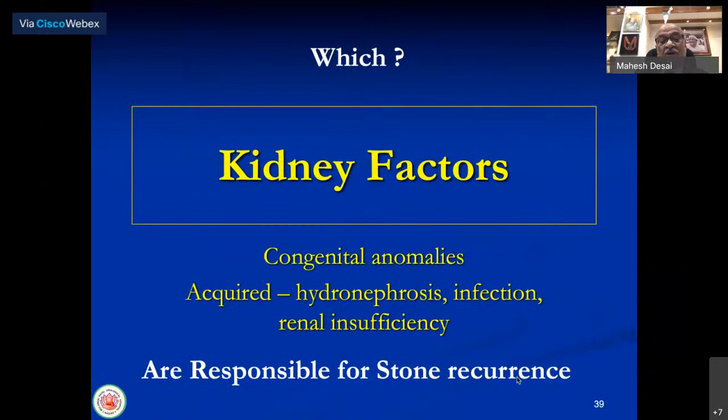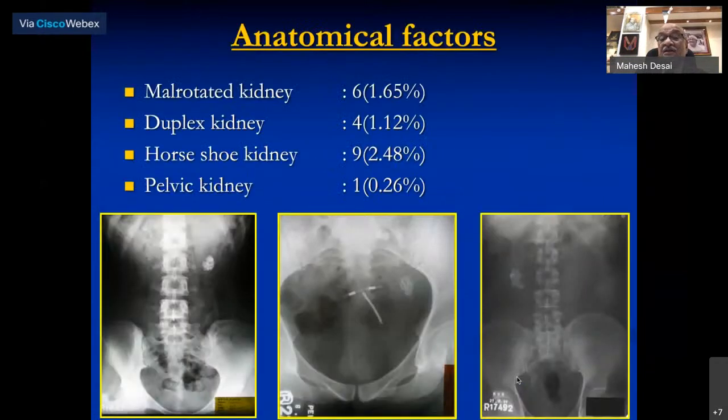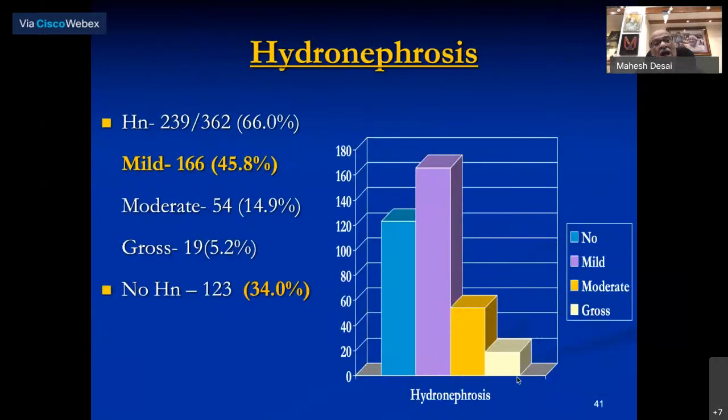Of course, the congenital anomalies like malrotated kidney. 6 patients had a malrotated kidney, 4 patients had a duplex kidney, 9 patients had a horseshoe kidney, and 1 patient who had a recurrent stone had a pelvic kidney. Now, is hydronephrosis associated with recurrent stone formation? Well, hydronephrosis was present in 66% of cases, but mild in 45%, and 34% had no hydronephrosis and still had recurrent stone formation.